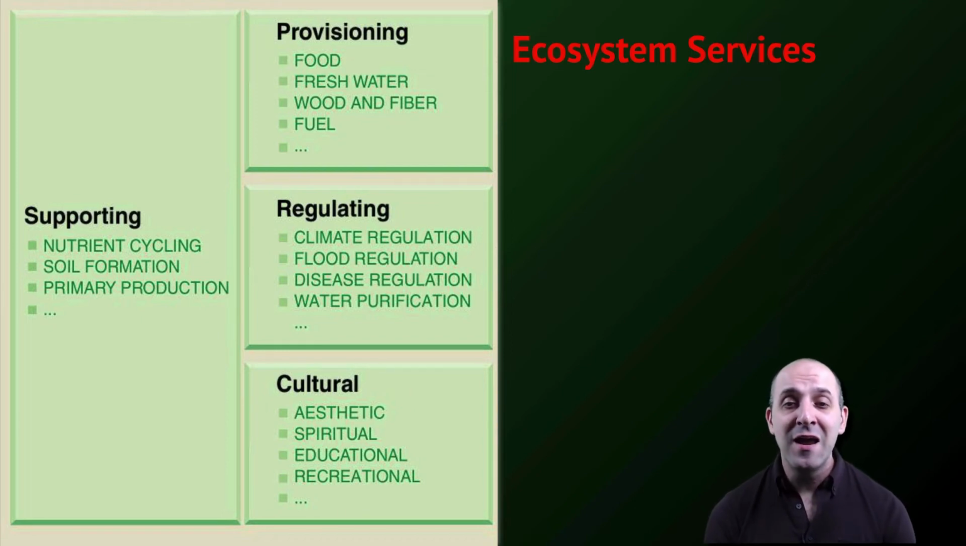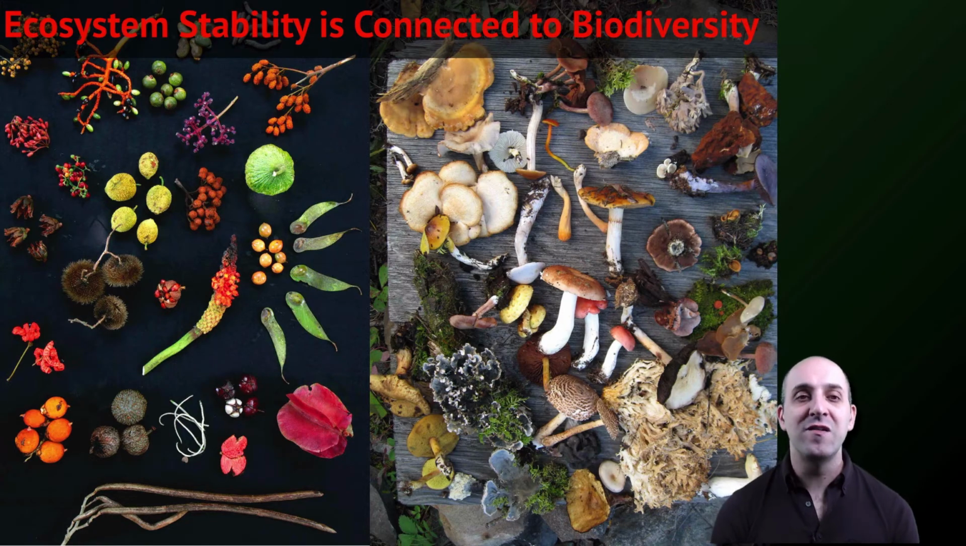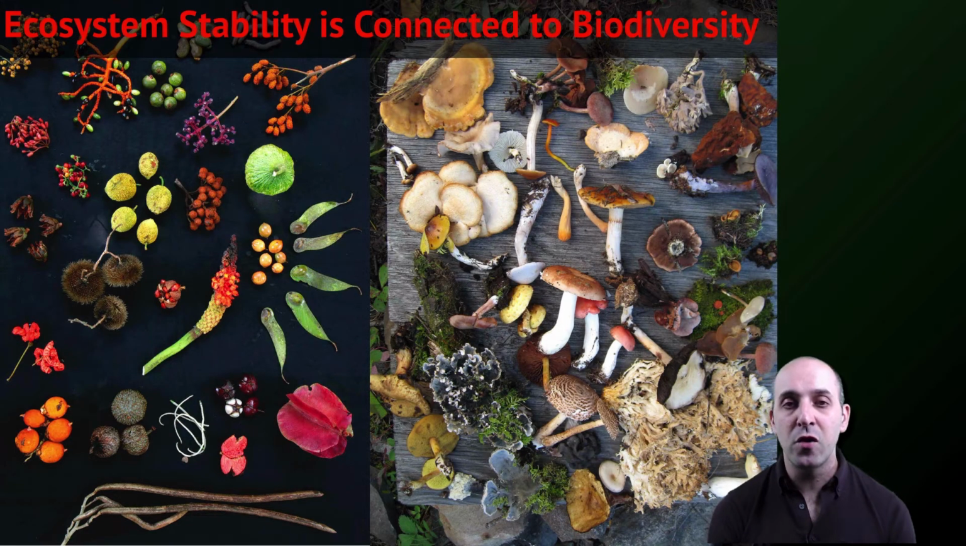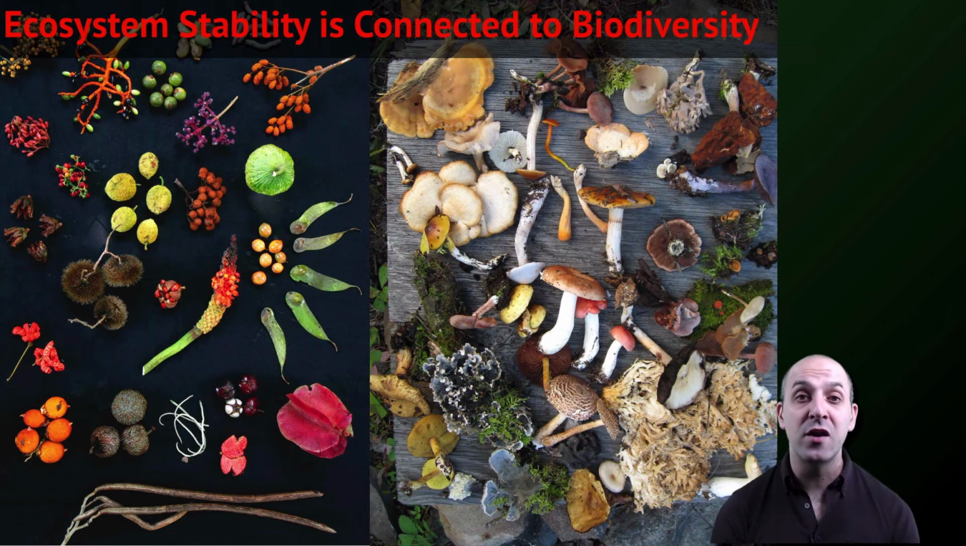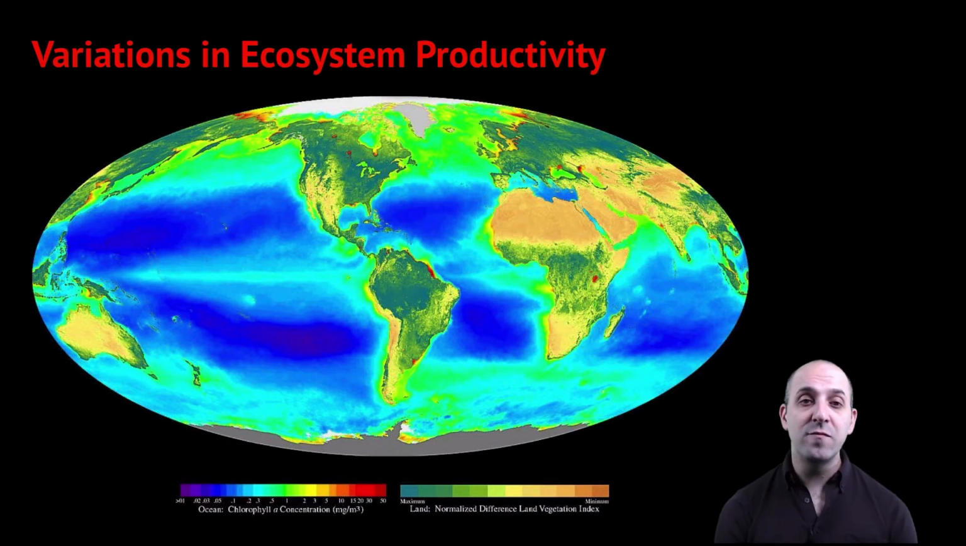With that in mind, it's incredibly important for us as humans to have functional ecosystems. And the function of an ecosystem is connected to its stability, which is in turn connected to the biodiversity that we see in that ecosystem. The more biodiverse an ecosystem is, the more stable it is, and the more able it is to recover after a particular disturbance. Not all ecosystems on the planet are created equal in terms of their productivity.